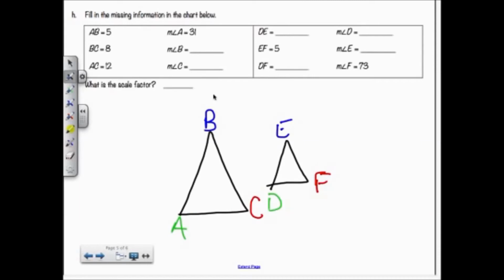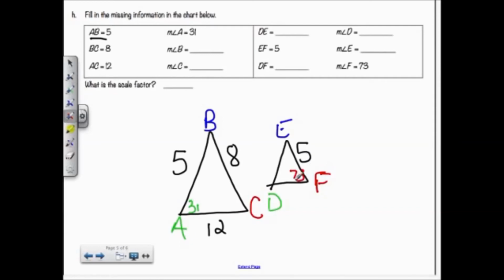I'm going to label the information that's given to me. The first piece of information I know is AB is 5, so in my diagram, I'm going to label this as 5. I also know that BC is 8, so I'm going to label that as 8. And then I know that AC is 12, so I'm going to label this down here as 12. I know that the measure of angle A is 31 degrees. And I also know on this side of the chart right here that EF equals 5, so I'm going to label this side right here as a 5. And that angle F is 73 degrees. Then I have to fill in the missing pieces.